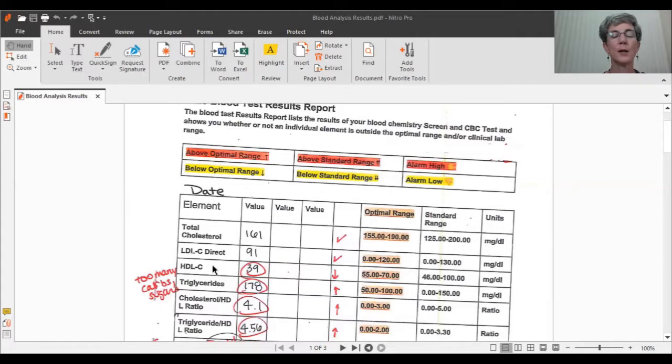So moving on to the triglycerides, we like the triglycerides in the 50 to 100 range. If your triglycerides are too low, it's a sign that you're not digesting proteins very well. You've got some liver toxicity going on, or some metal toxicity going on, or some digestion issues going on.